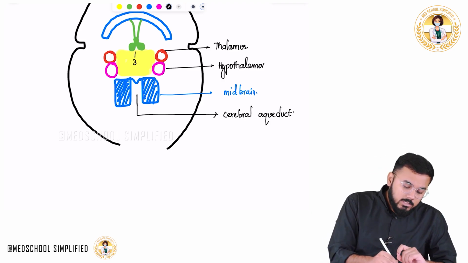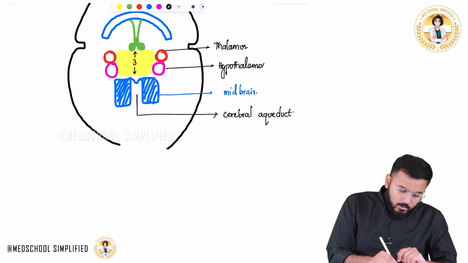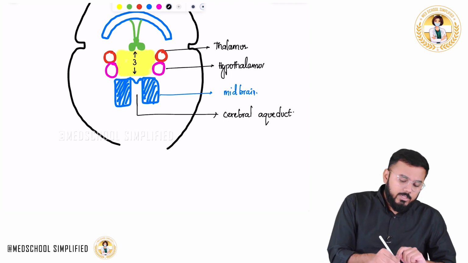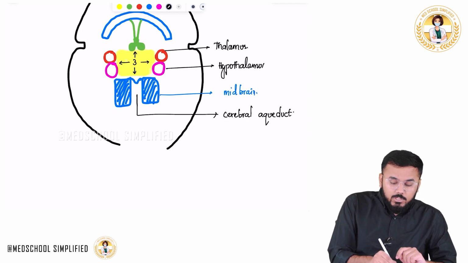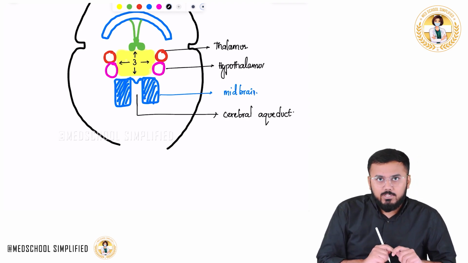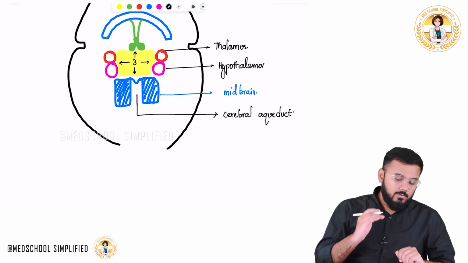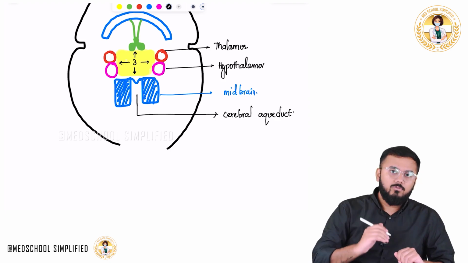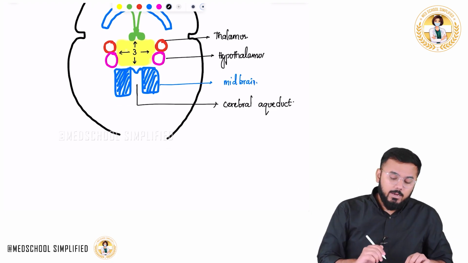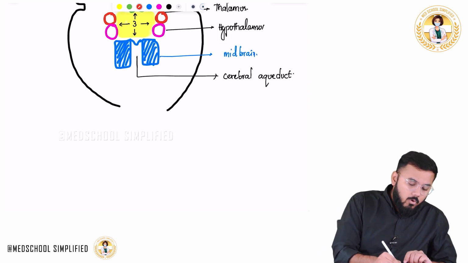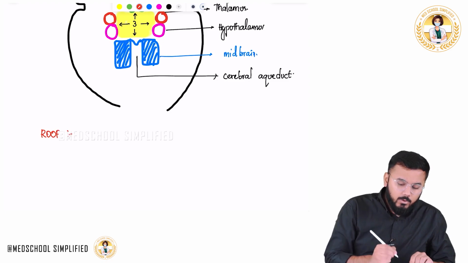The structures which are located on the top are called the roof. The structures which are located on the bottom are called the floor. The structures which are located laterally on the right side, and the structures which are located laterally on the left side. Okay, so you have right lateral structures, left lateral structures, structures on the roof, and structures on the floor. So these are the borders of the third ventricle. Now if you very carefully look, what are the structures that are located on the roof, guys?